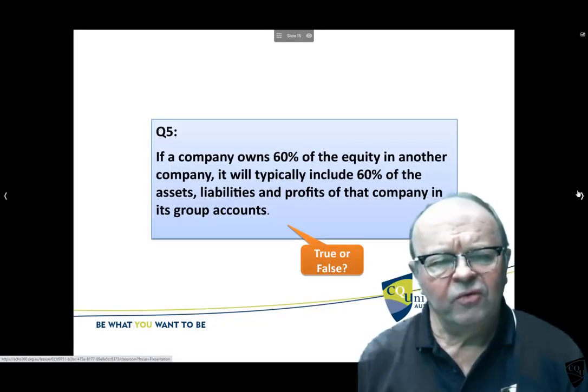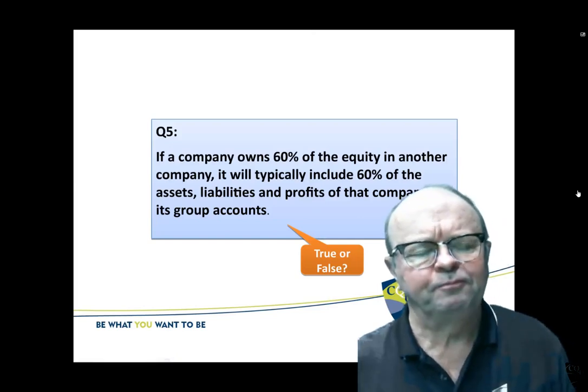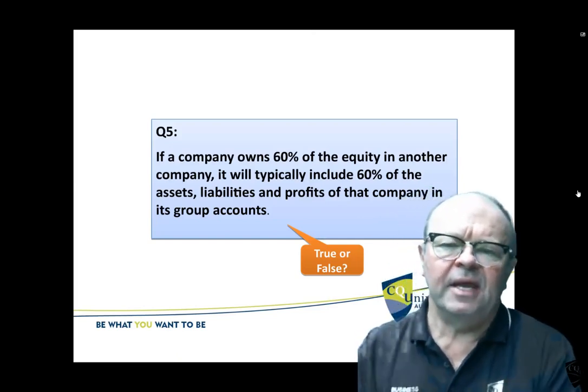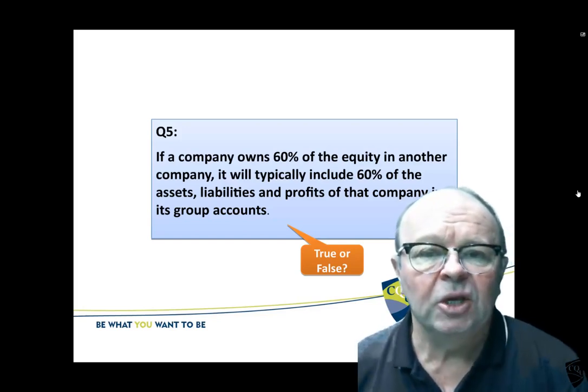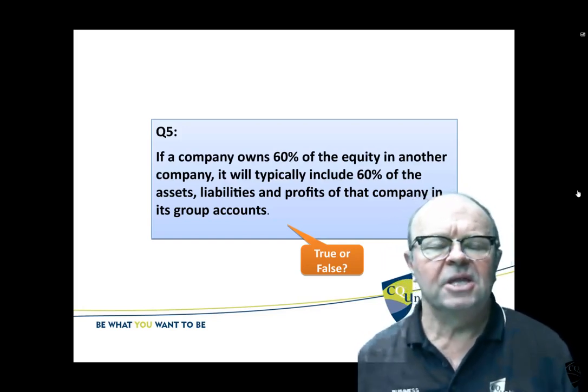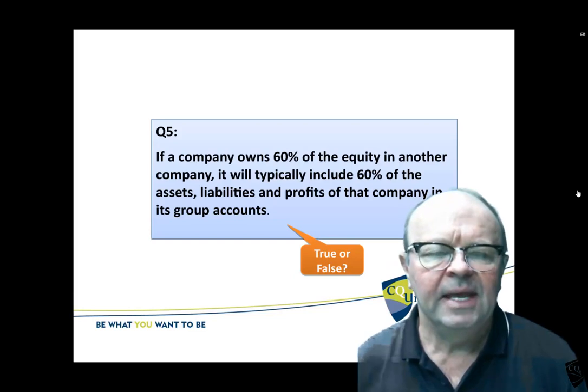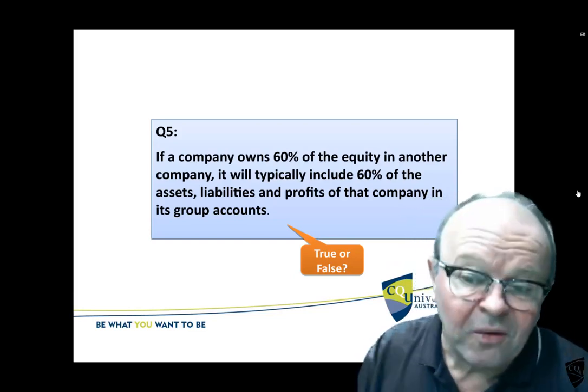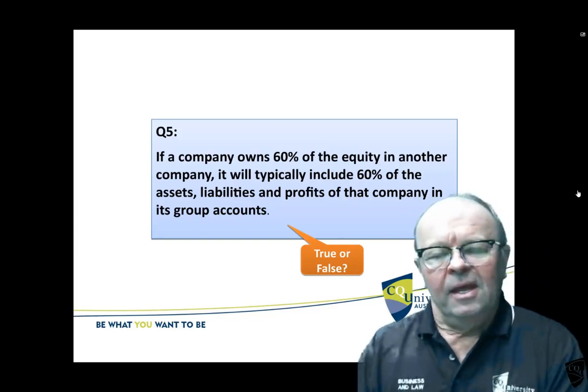Now, I asked a group of students this question. If a company owns 60% of the equity in another company, it will typically include 60% of the assets, liabilities and profits of that company in its group accounts. True or false? Just turn off the video and write your answer to that.